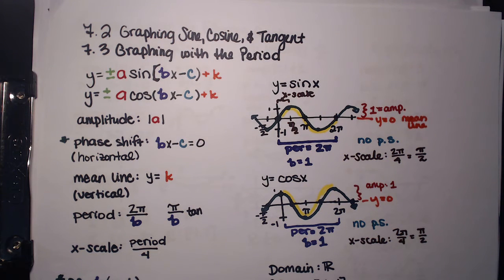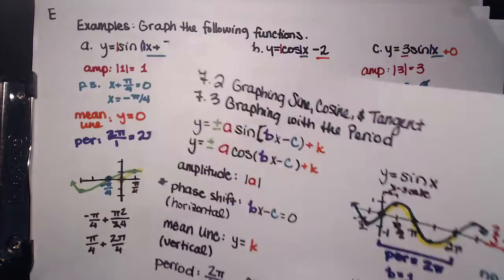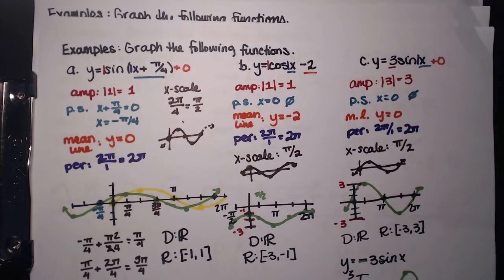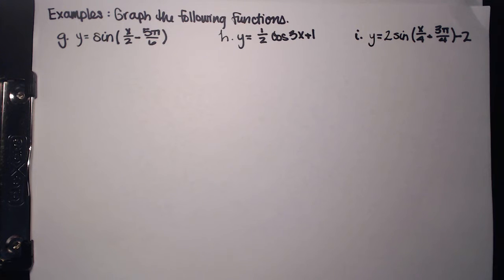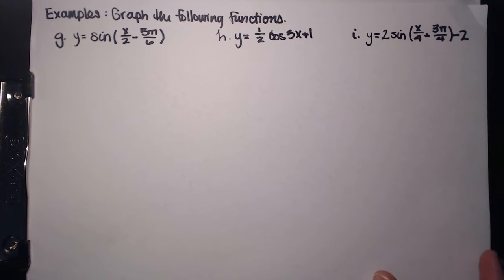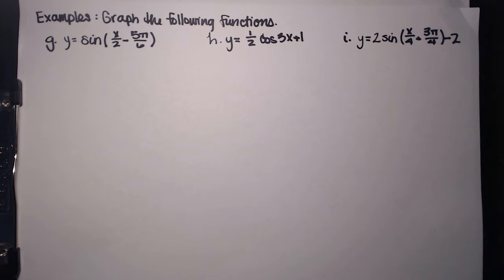Okay, this is reviewing graphing trig functions for sine and cosine. I think this is part 4. So we did 3 examples, 3 more examples, and I'm hoping to get through the last 3. So again, I'm going to go through all of the information at once, and then we'll graph separately.